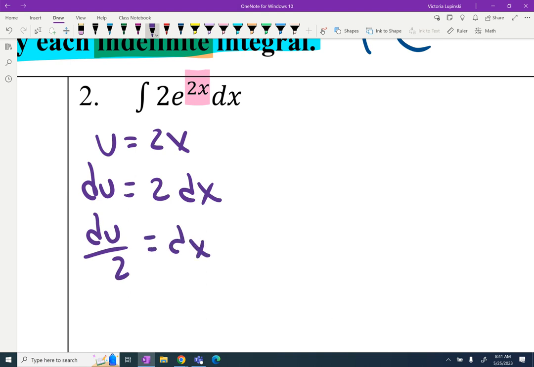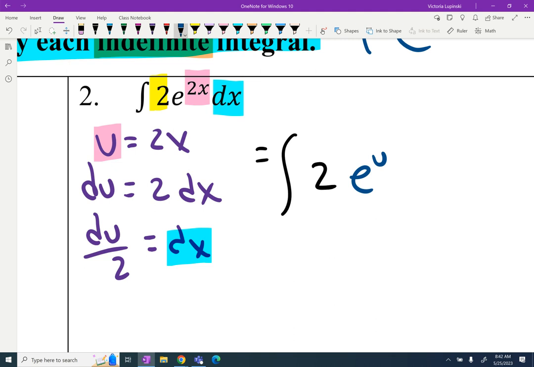It's possible some of you can do that in your head almost at this point. We've done so many of them. So you're going to replace the pink u with the pink u, the blue dx with the blue dx, and then the 2 out front. Remember, that's a constant. That is still there for now. It may or may not cancel. When you go ahead and rewrite this, you have the yellow 2. Then next to it, you have e to the u. And then for dx, you have du over 2.